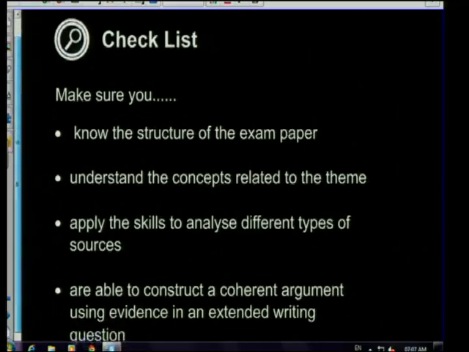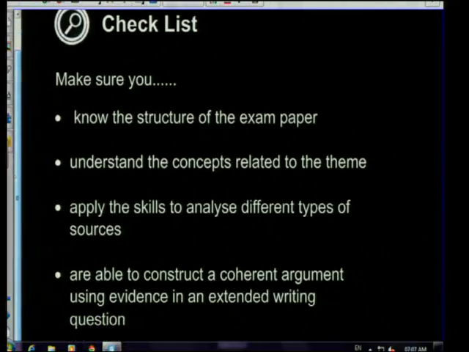You also need to make sure that you understand the concepts related to that theme. As I've already said to you, we are looking at the origins of the Cold War. So you should be able to define the term or the concept Cold War and communism, capitalism, and so on. Whatever theme you are dealing with, make sure that you know all the historical terms and concepts and also the historical figures related to that theme.